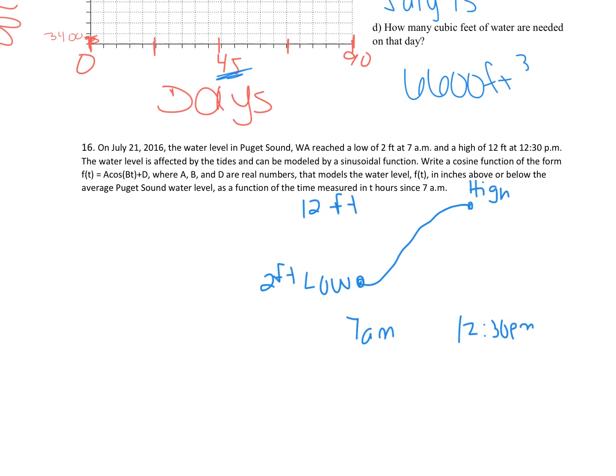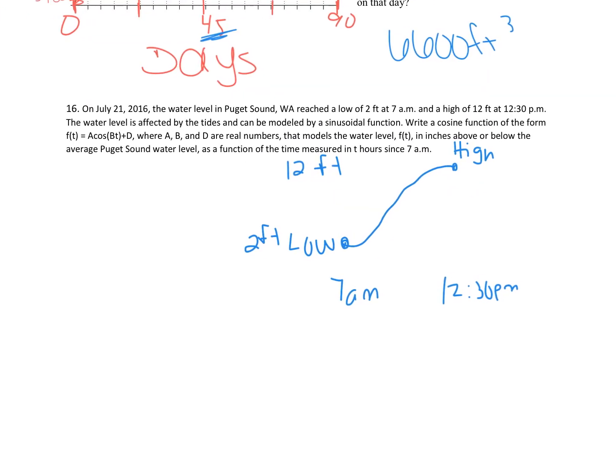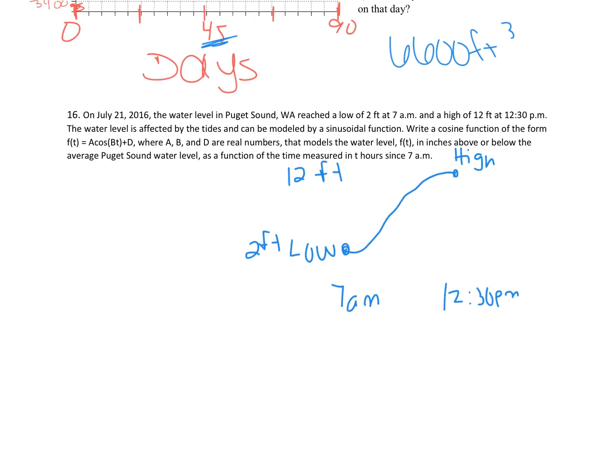They want you to write a cosine function in the form of a cos bt plus d, where a, b, and d are real numbers that model the water level in inches above or below the average Puget Sound water level as a function measured t hours since 7 a.m. This means basically there's no x or y shift. Like this is 0 technically in our scenario. So we have to fill this in. So f of t equals a is your amplitude, b is something, and this is something.